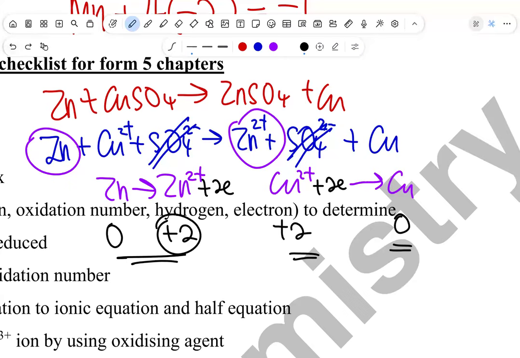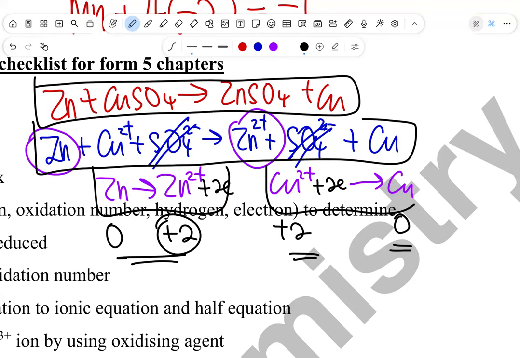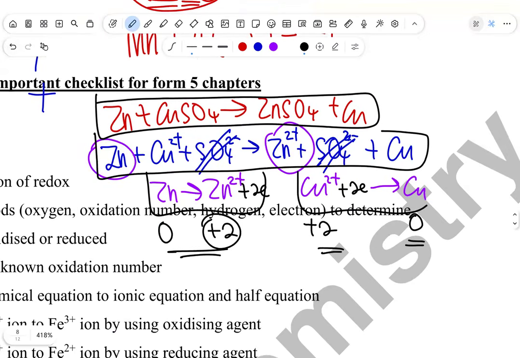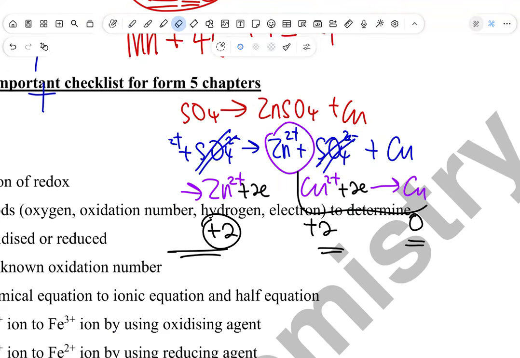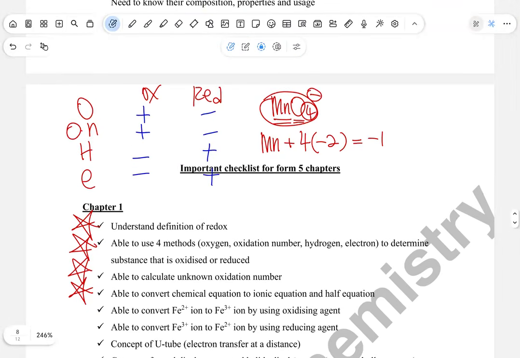So always remember how to convert a chemical equation to an ionic equation to a half equation. All these are important because in Form 5 Chapter 1, if you don't know half equations, basically the whole chapter is GG already. If you don't know half equations, you cannot survive in your Form 5 Chapter 1. That is the most basic thing you should know. I hope you guys are okay with it. That will be the first thing.